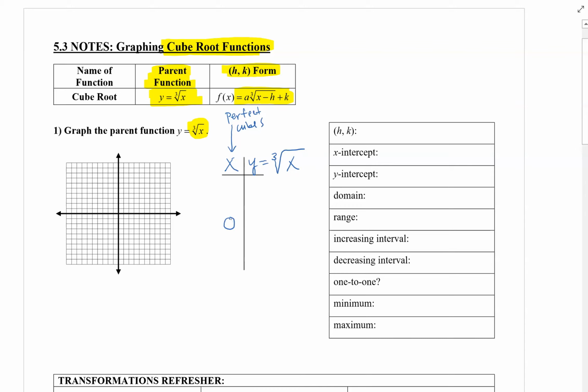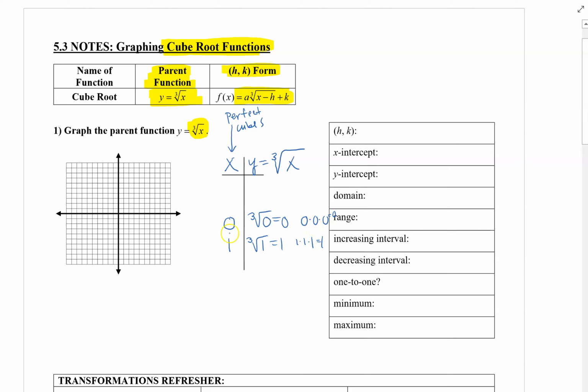I'm going to put that one in the middle here because I know that the cube root of 0 is just 0 because 0 times 0 times 0 equals 0. And then 1 is a simple perfect cube. I know that the cube root of 1 is equal to 1, right? Because 1 times 1 times 1 equals itself. So its cube root is 1.